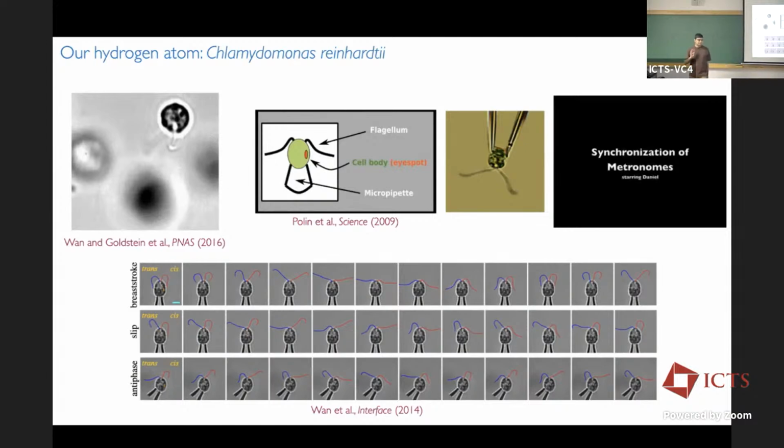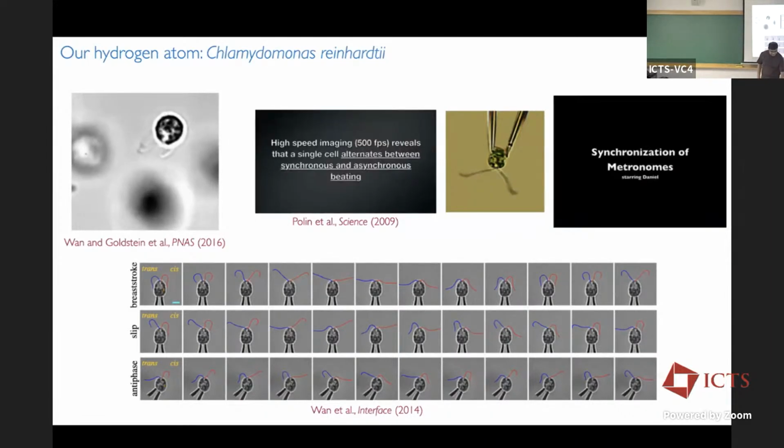The issue is that I cannot solve this problem. This is just too hard. So I want to do a simpler problem, and in the simpler problem, I'm going to model a flagella as a sphere. Does that sound reasonable? No, not at all. Let's see. Okay, so let's look at experiments. When you say something like this, we'll have to look at experiments.